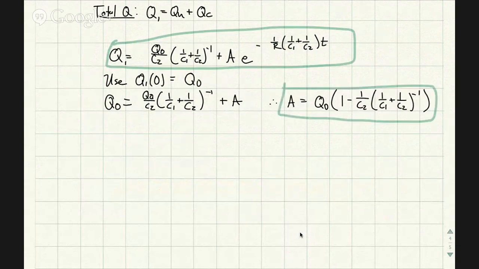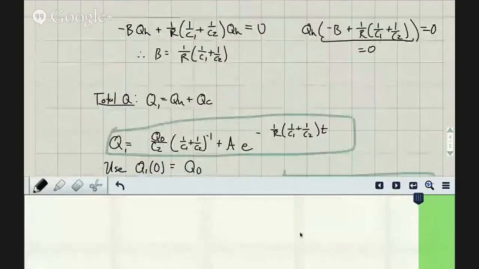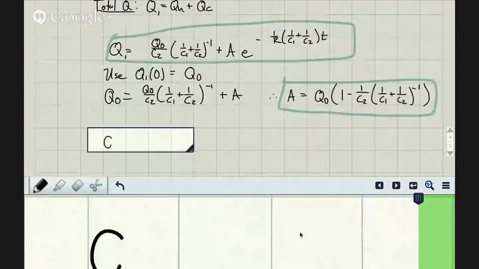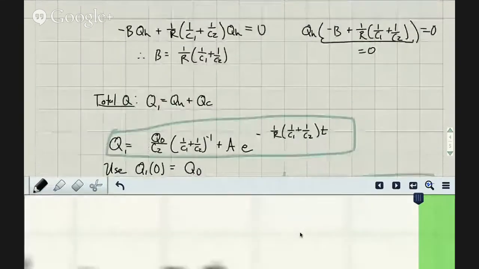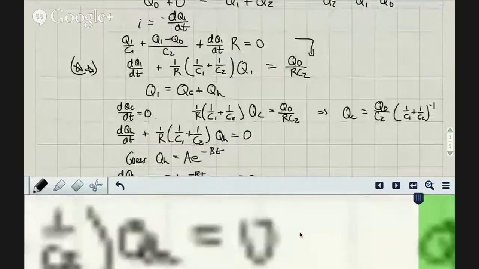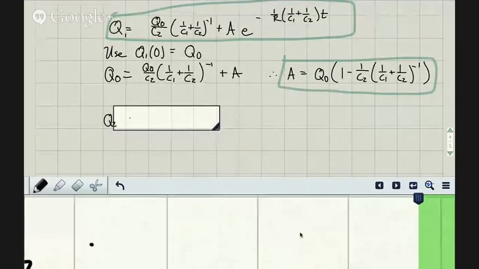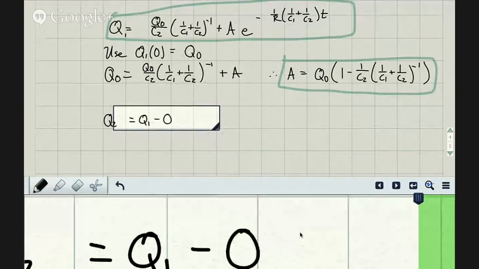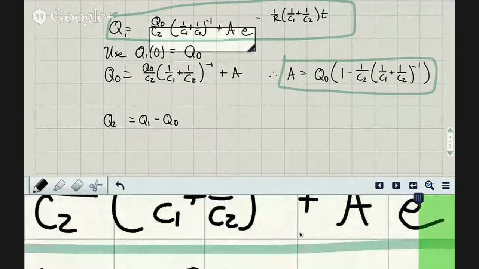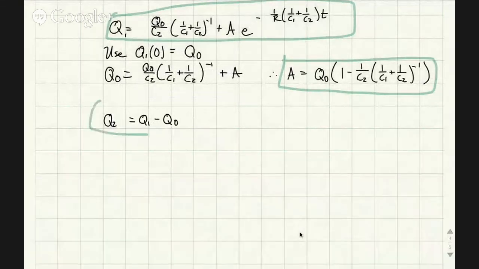Okay. And what else? Now we need Q2. So what's the condition? Q2 is equal to what? Now we had that relationship written above. It's Q1 minus Q0. Okay. Q2 is equal to Q1 minus Q0. So we just take our solution here, we subtract off Q0, and that's Q2. I'm just going to circle it and say it's good enough, since we know in principle how to get it.